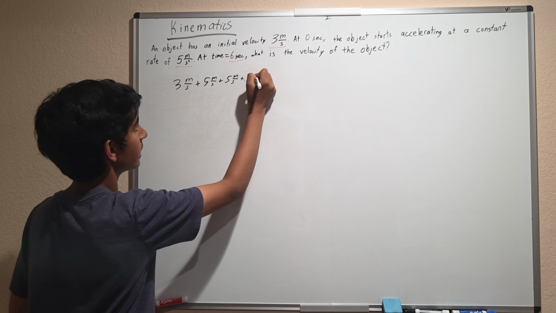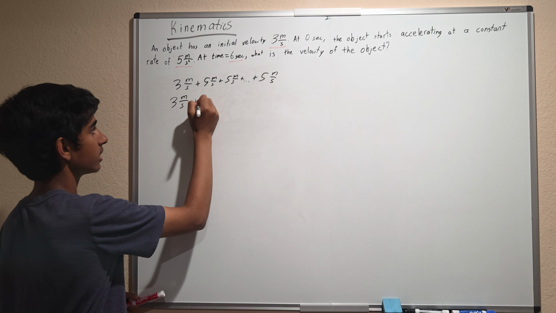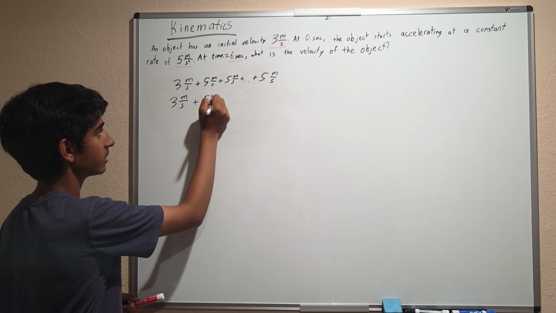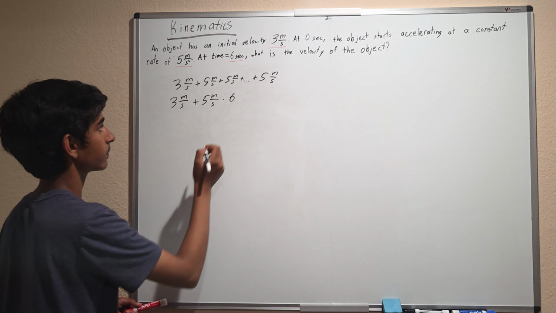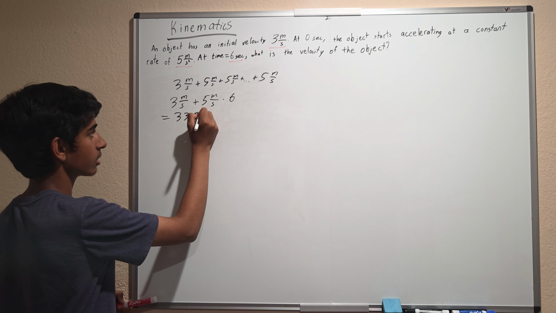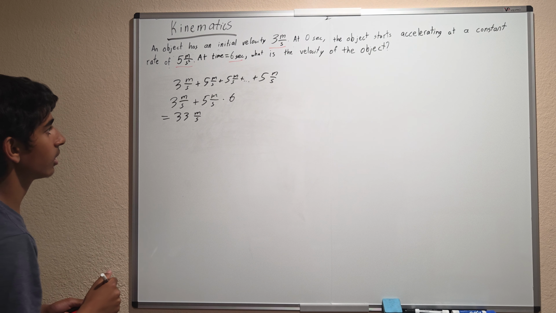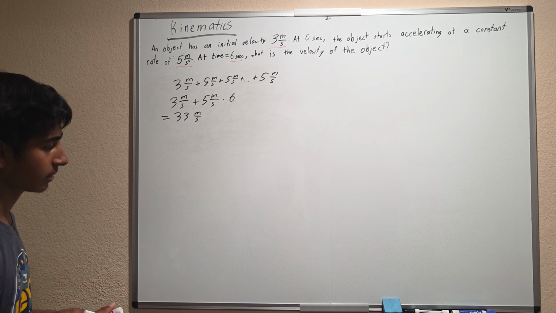And repeated addition is just multiplication. So this is just 3 meters per second plus 5 meters per second times 6. And this is just equal to 33 meters per second. So the velocity of this object is 33 meters per second.